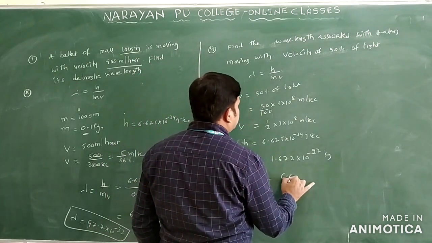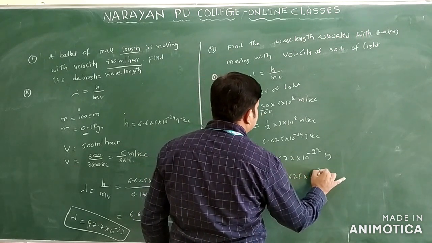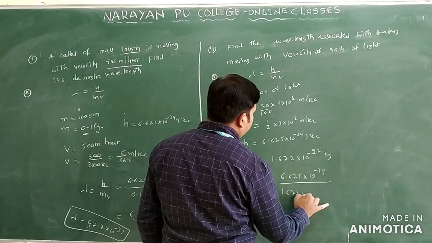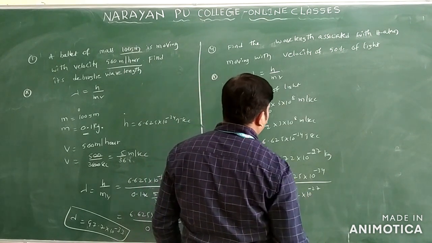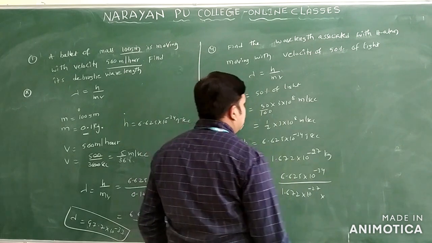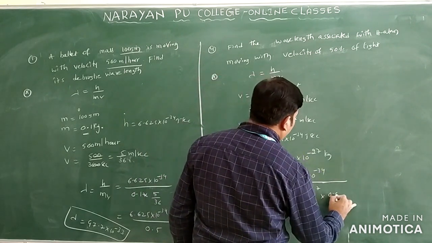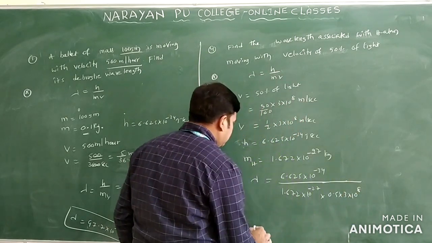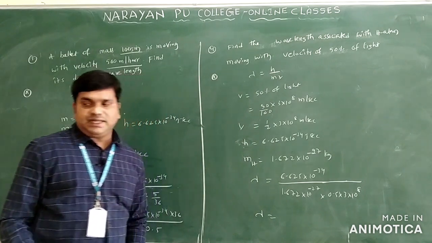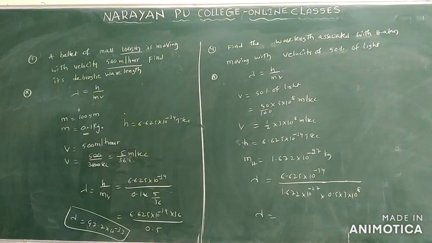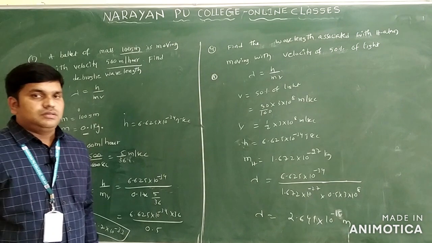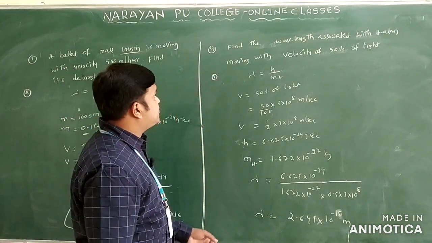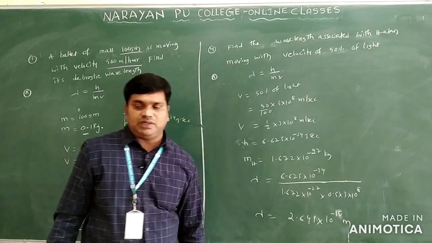Lambda is equal to 6.625 into 10 power minus 34 by mass 1.672 into 10 power minus 27 kilograms, into velocity, 1 by 2, can I write here 0.5, 0.5 into 3 into 10 power 8. If you do the calculation, you will get lambda is equal to 2.641 into 10 power minus 15 meters only. So these problems are based on de Broglie wavelength only.